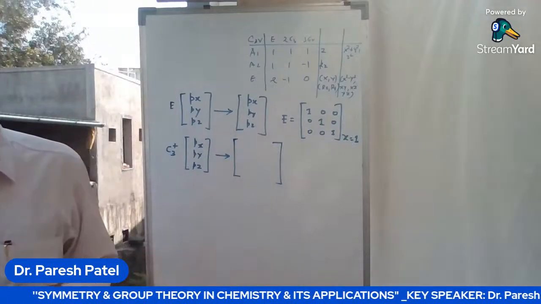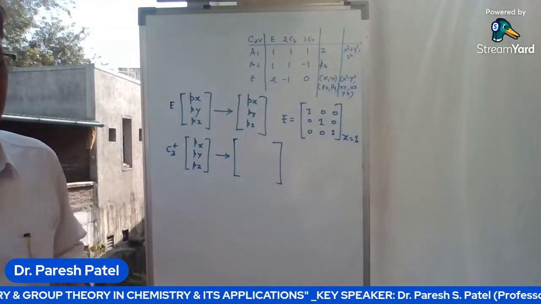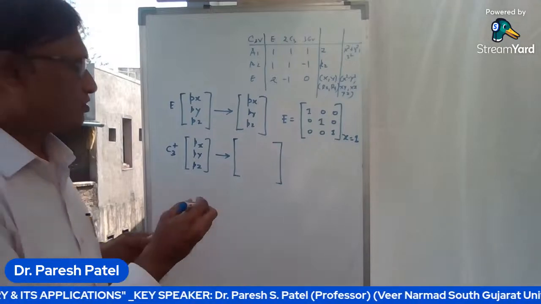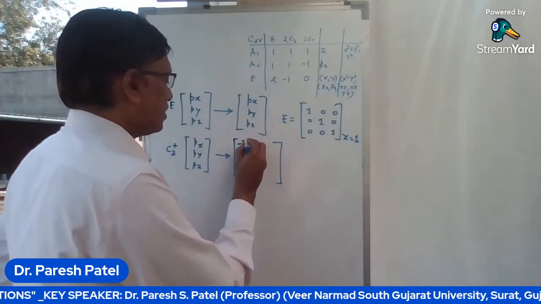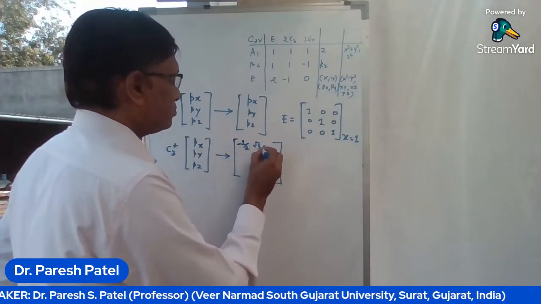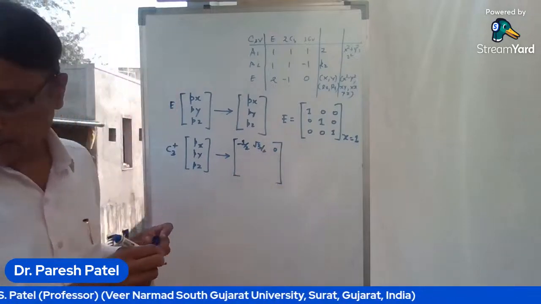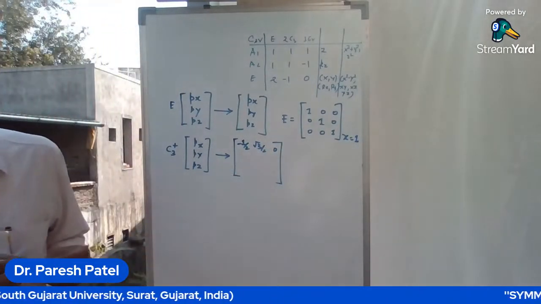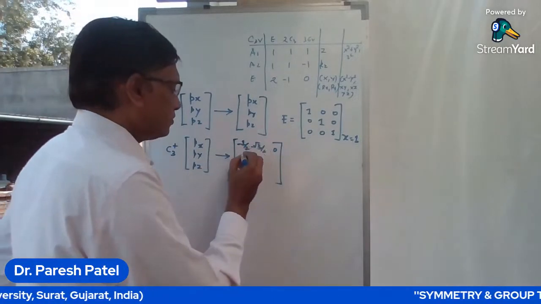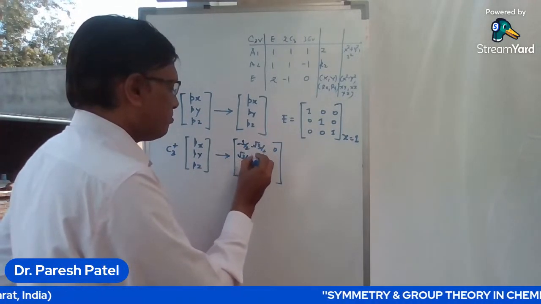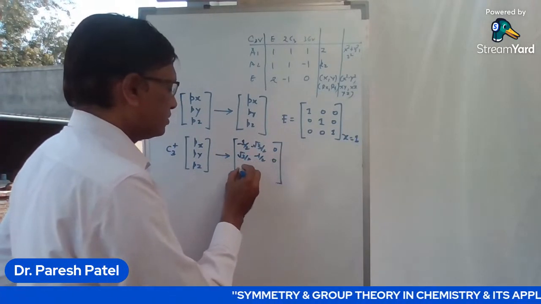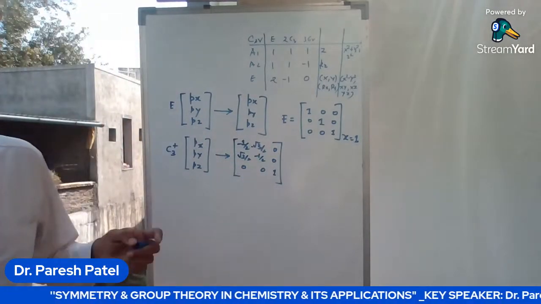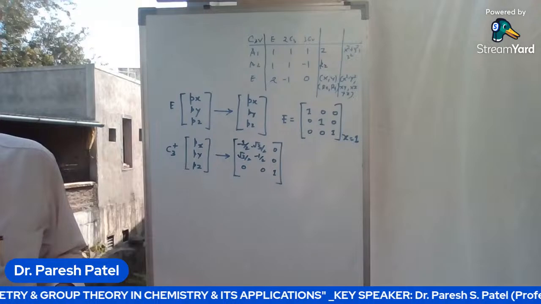So px is equal to minus 1 half px and minus root 3 by 2 py. So that can be represented as minus 1 half and root 3 by 2, 0. Again, minus root 3 by 2, root 3 by 2, minus 1 half, 0, 0, 0, 1. This is a derivation from px, py, and pz.